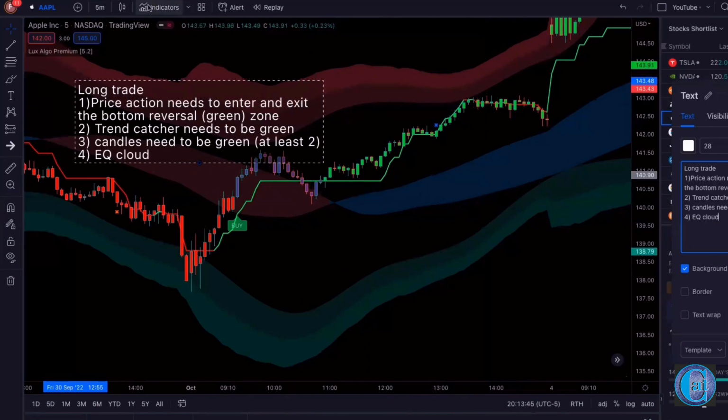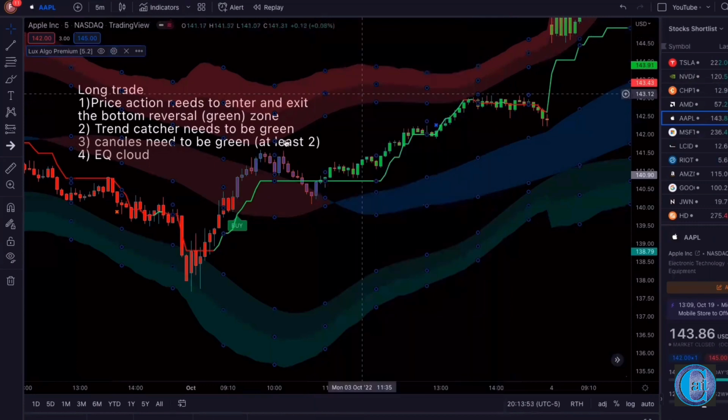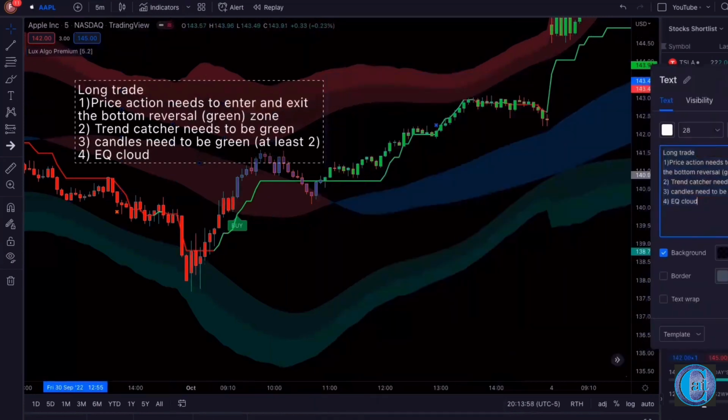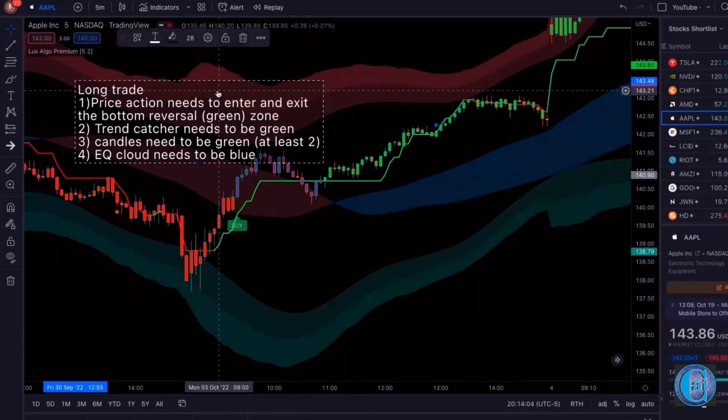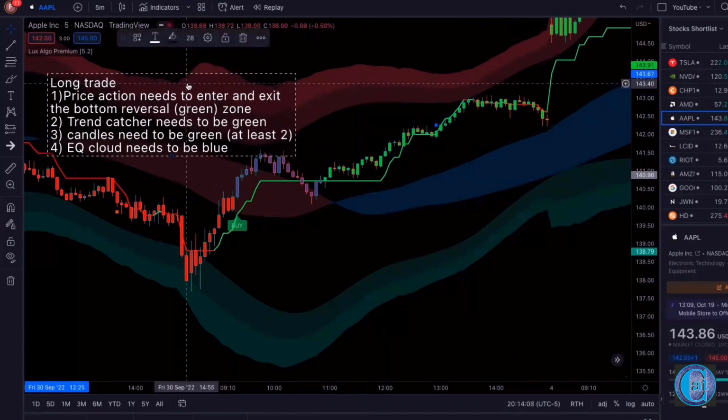Because you see how when we went into trading, we also turned on the EQ cloud right here. They have a Neo cloud and the EQ cloud. We're working with the EQ cloud. The EQ cloud needs to be blue. And this is why the percentage of success with this strategy is so high.